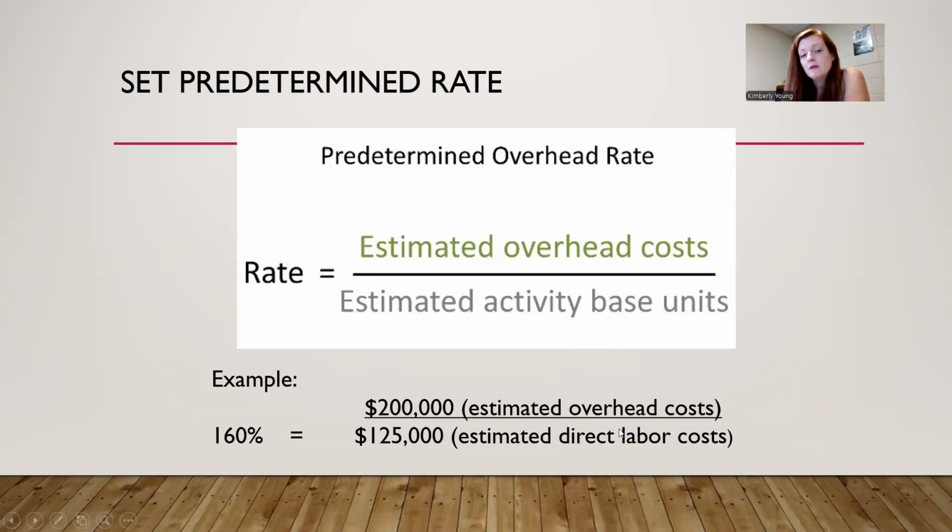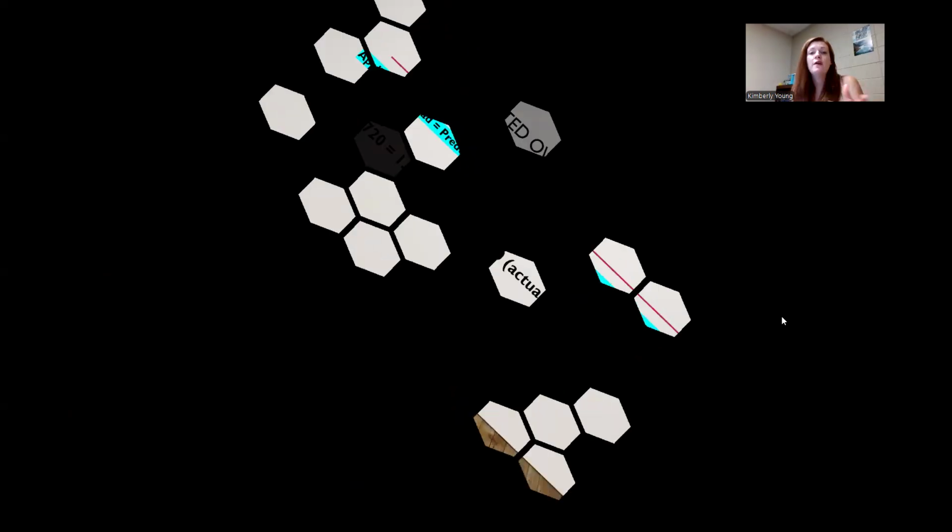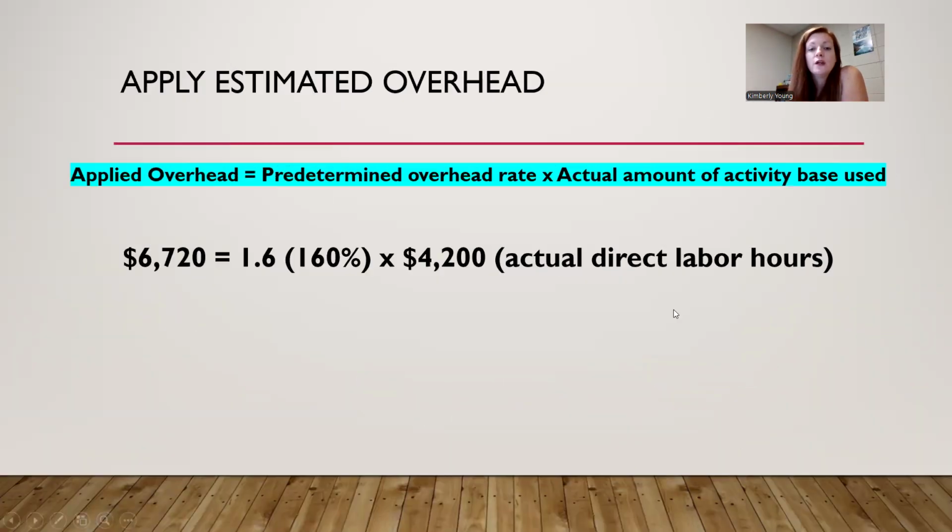So this is also an estimate. We are estimating from looking at the past, looking at the future orders, how much are we going to spend on direct labor costs? So these are both an estimate. This gives us a predetermined rate of 160%. So then based on how many direct labor hours actually go into making a product, we'll multiply that times 160% or 1.6, and that's how much overhead cost we will apply to that specific production of that good.